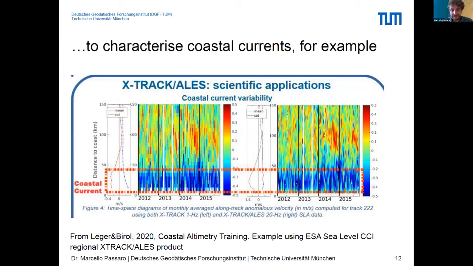Well, you can tell better than I can tell why this could be interesting. And I've taken this slide that uses one of these data sets that is already available at 20 Hertz, which is the regional sea level product of the Sea Level Climate Change Initiative from the European Space Agency. And you can see here, in this case, the colleagues have derived the velocity. So they have taken the derivative of the sea level along different tracks at different cycles. And you see here on the left side what happens when you use 1 hertz data versus what happens when you use 20 hertz data.